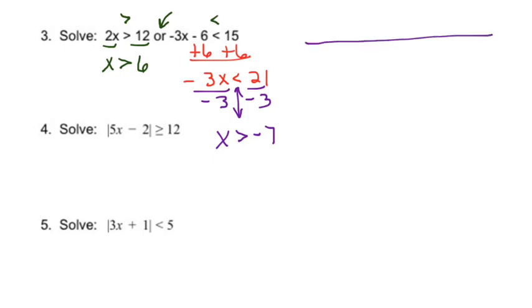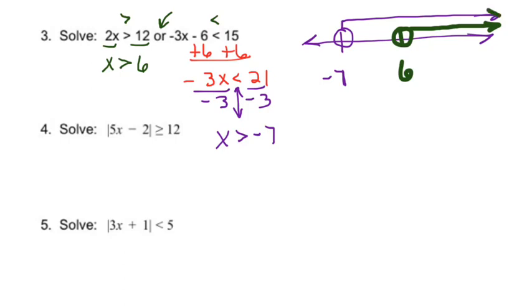Okay, so let's look at these two on a number line. X is greater than negative 7. That's going to point this way. X is greater than 6. 6 would be up here somewhere. It's going to point this way. Now it's an OR statement. OR statements only have to satisfy one of them or the other one or both.